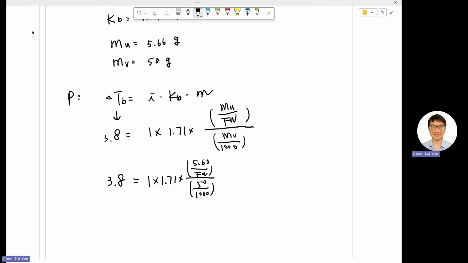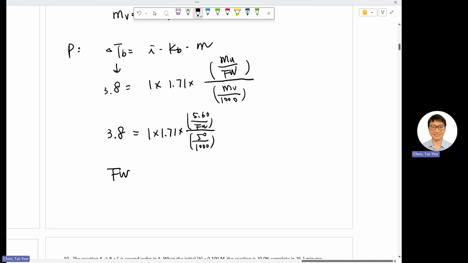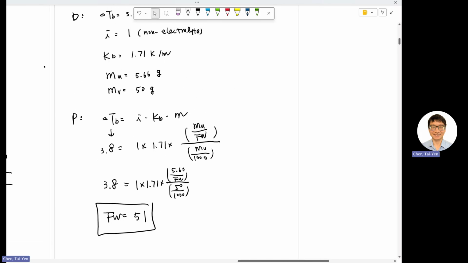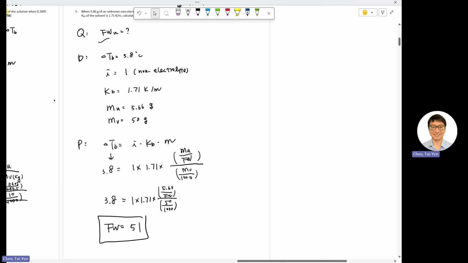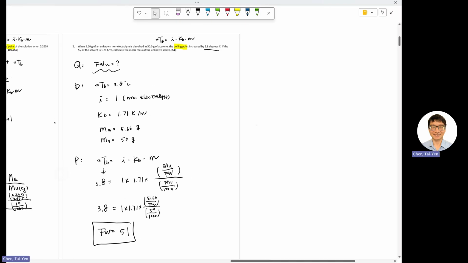All right, so since here the only unknown is the formula weight, right? You can just solve for your formula weight and you should be able to get the number of 51. Okay, and that's actually what you're trying to solve, right? The formula weight of your solute. That's how you actually get to this. All right. Next questions.